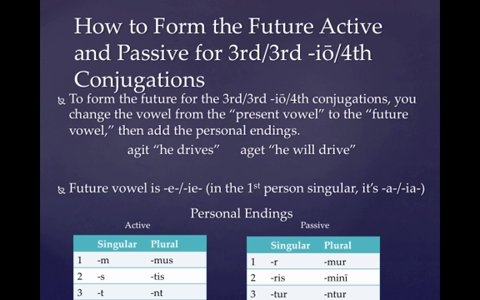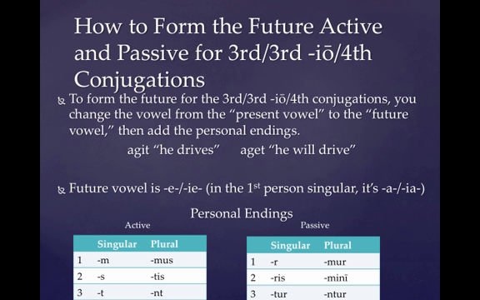Now, to form the future active and passive for the third, third io, and fourth conjugations, what you do is you get your present stem, and then you change the present vowel to the future vowel, okay? So I'll give you a quick example to show you what I mean. An I tells you that you're in the present for third io and fourth. So, for example, agit, he drives. But you have to change that vowel to the future vowel, aget, which is he will drive, okay? The future vowel is E or IE, depending on if it's third or third io and fourth, except in the first person singular where it's A and IA, okay? And it's to that future vowel onto which you add these personal endings.